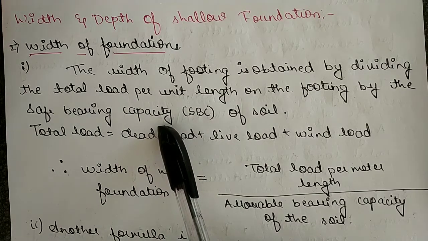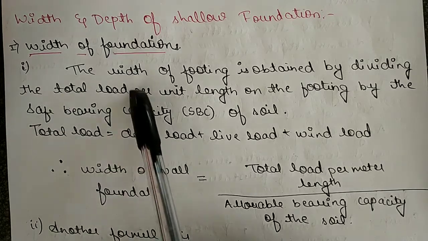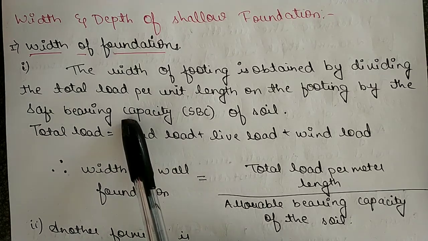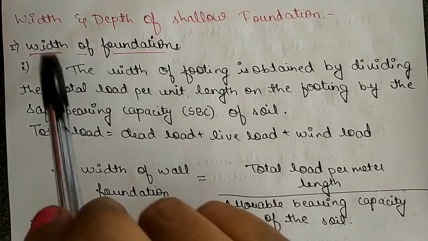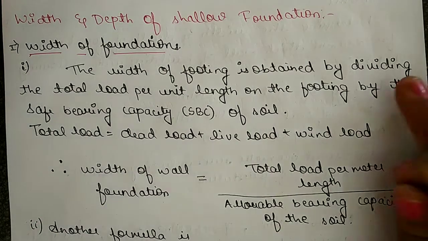Width कैसे find करते हैं? Total load divided by सेफ बेरिंग कैपेसिटी. अगर ये डिवाइड करेंगे हम लोड बाय सेफ बेरिंग कैपेसिटी तो हमको क्या मिलेगा? विड्थ ऑफ द फाउंडेशन. विड्थ ऑफ द फाउंडेशन मतलब क्या? लेंथ ऑफ द फाउंडेशन, मतलब उसका लेंथ कितना है वो हम इस फॉर्मूला से फाइंड कर सकते हैं.